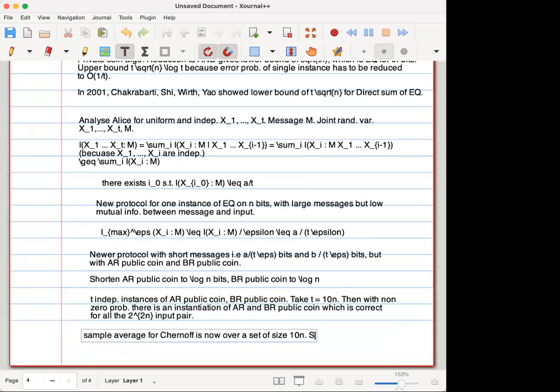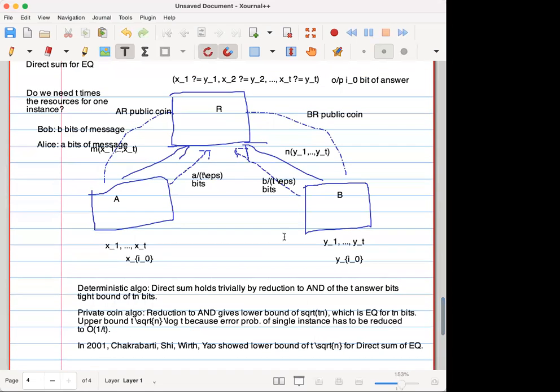And so the public coin for AR is now log n bits. Similarly for BR. Note that the original public coins were huge strings. After instantiation also they are huge strings, but they're fixed. So there are 10n fixed huge strings between A and R, and 10n fixed huge strings between B and R. And what do I know? If I do the sample average over these fixed 10n strings, the protocol is correct with high probability for all inputs.